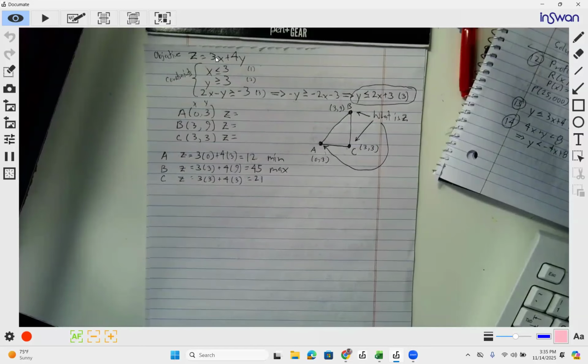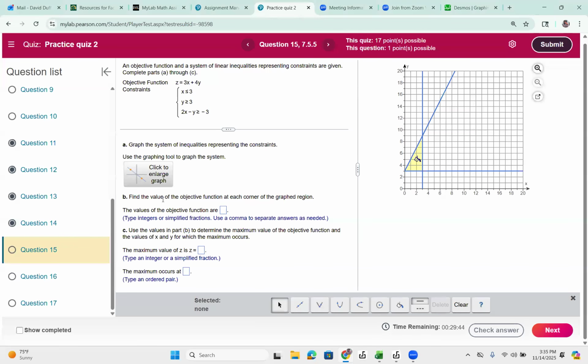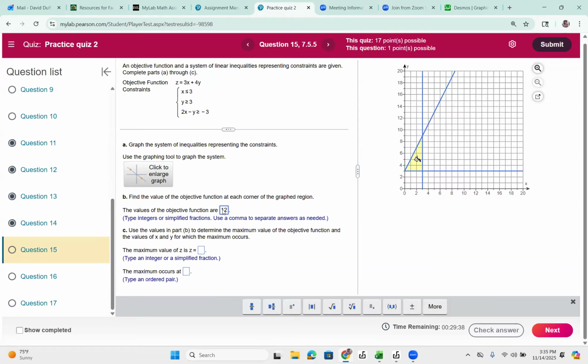They give you an objective function. They give you constraints. You have to graph those constraints. And then you have to evaluate the value of the objective function at each one of the possible critical points. So what's the answer? Well, let's find out what the question is first. Find the value of the objective function at each corner. We got 12, 45, and 21. The maximum would be the biggest number, that would be 45.